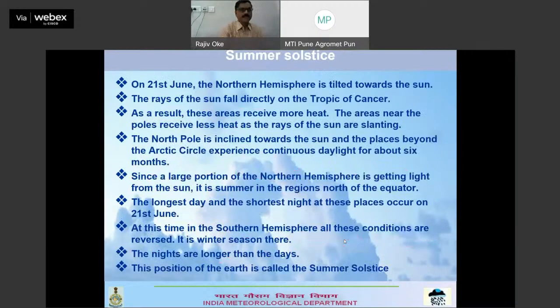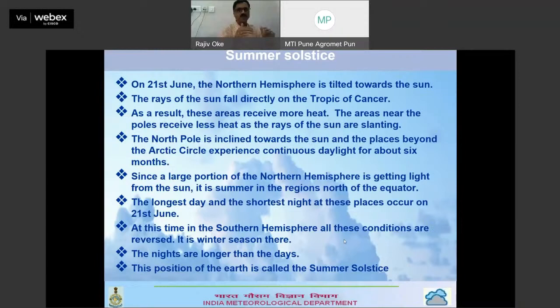Another feature is the summer solstice. On 21st June, the northern hemisphere is tilted towards the Sun. The rays of the Sun fall directly on the Tropic of Cancer. As a result, these areas receive more heat. The areas near the pole receive less heat as compared to the Tropic of Cancer, as the Sun's rays are slanting.